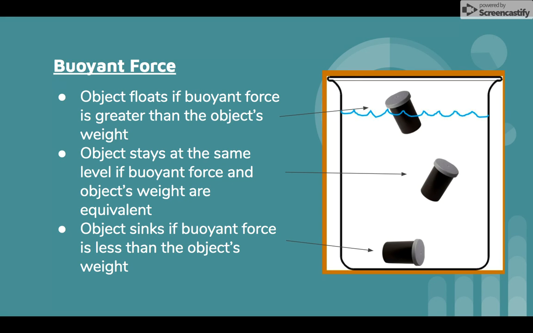There are three cases of the buoyant force. The first is when the buoyant force is greater than the downward force of weight. This causes the object to float. The second case is when the buoyant force and the force of weight of the object are equal. This means that the object will stay at the same level in the fluid, neither rising nor sinking. The last case would be when the force of weight of the object is greater than the buoyant force. This means that the object will sink in the fluid medium.